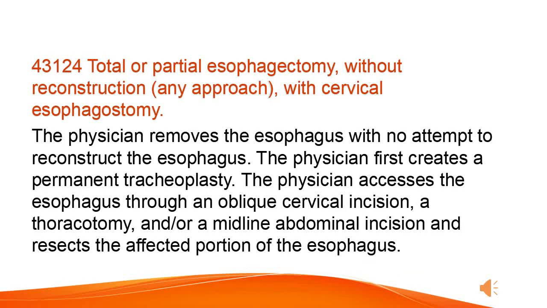Total or partial esophagectomy, without reconstruction, any approach, with cervical esophagotomy. The physician removes the esophagus with no attempt to reconstruct the esophagus. The physician first creates a permanent tracheoplasty. The physician accesses the esophagus through an oblique cervical incision, a thoracotomy, and/or a midline abdominal incision and resects the affected portion of the esophagus.